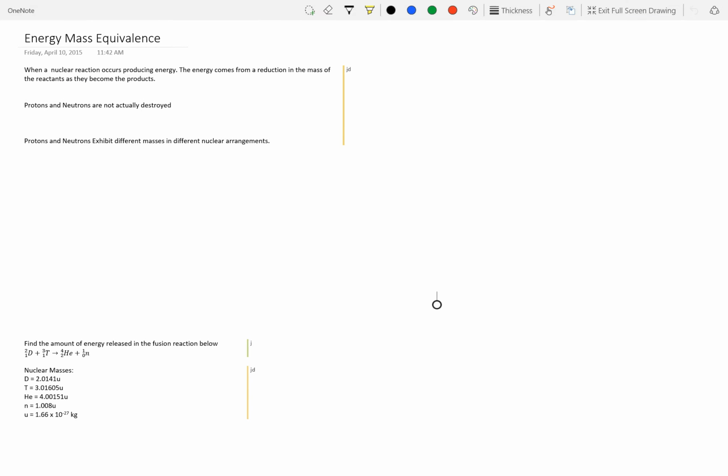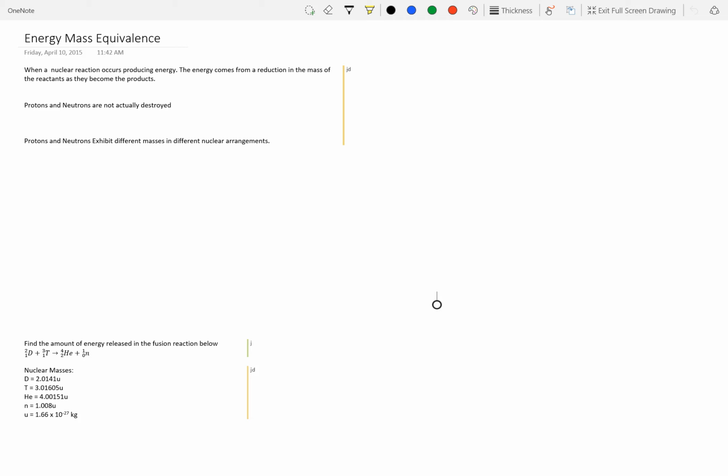Okay, energy-mass reactions, or equivalence in nuclear reactions. Just like in a chemical reaction, where some chemical combinations are more stable than others, in nuclear physics some nuclear arrangements are more stable than other nuclear arrangements. And so what we assume is happening in a nuclear reaction is that mass is being converted directly into energy, but it's unclear why that's happening.